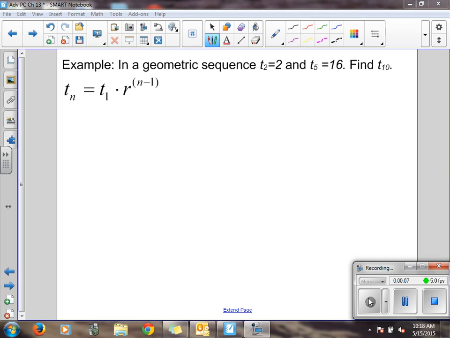This is Ms. Stone. So looking at this example, we are again given two terms in our sequence. We're given the second term and the fifth term. We want to find the 10th term. They are telling us that it's a geometric sequence, so we can use the formula that was in the last video.